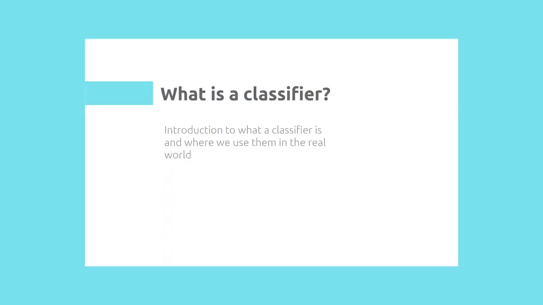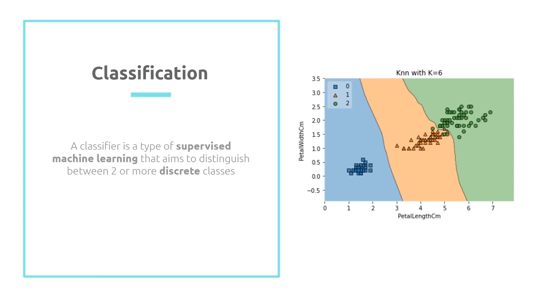By now I'm sure you're wondering, that's great, but what actually is a classifier? A classifier is a type of supervised machine learning that aims to distinguish between 2 or more discrete classes. The diagram on the right shows what this can look like in practice, where a model has separated the space into 3 classes by colour.